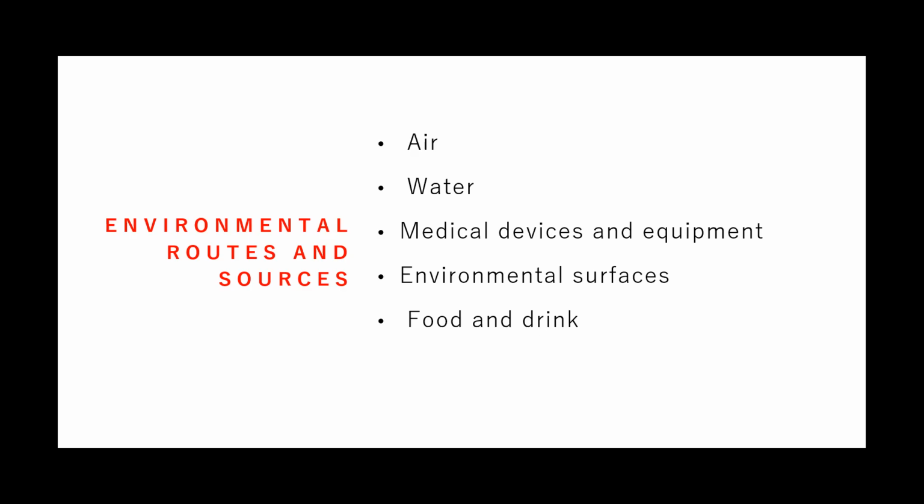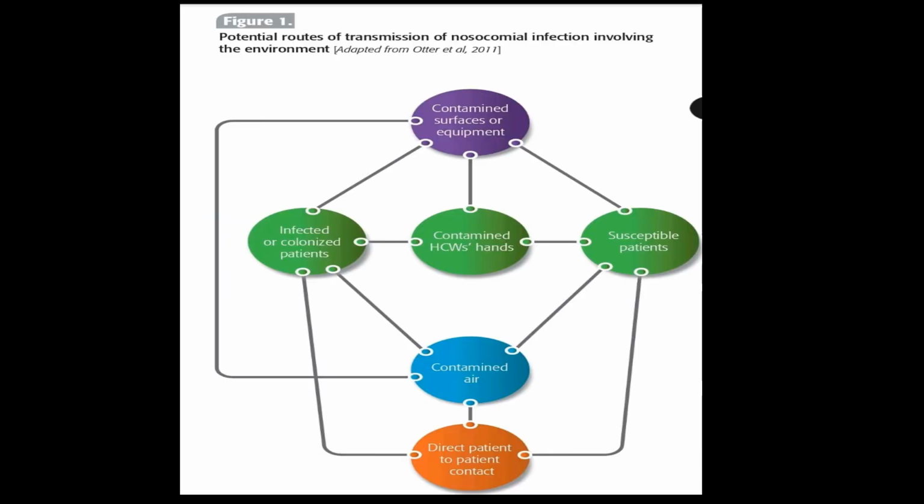Environmental reservoirs and sources include air, water, medical equipment, environmental surfaces, food and drink. The potential routes of transmission of nosocomial infections involving the environment are contaminated equipment, colonized patients, contaminated hands of healthcare professionals, susceptible patients, contaminated air, and direct patient-to-patient contact.